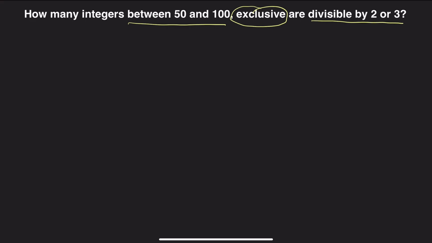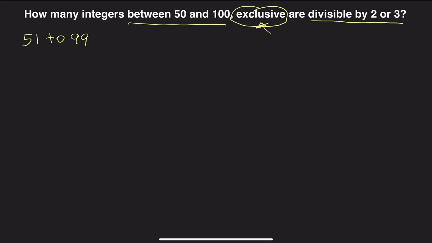The numbers from 50 to 100 exclusive are from 51 to 99. We have to exclude 50 and 100 simply because of this word exclusive. So we have 51 to 99. The next thing we have to do is find out how many numbers between 51 and 99 are divisible by 2.